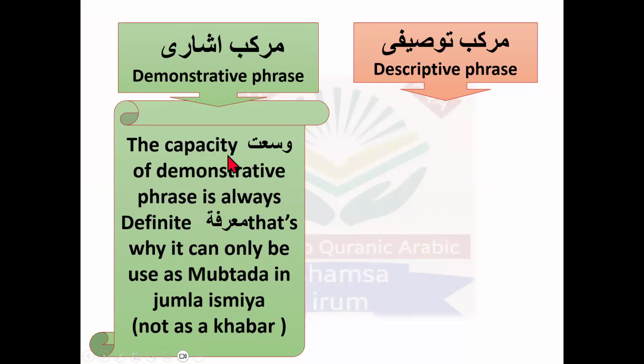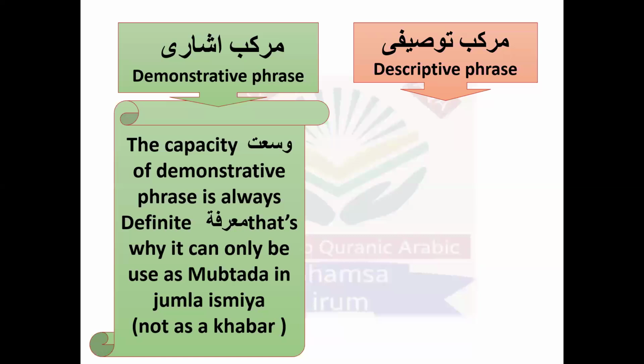The capacity, the wasa'at, of the demonstrative phrase is always definite. As I already explained in my last lecture, when we learned the demonstrative phrase, I emphasized that the demonstrative phrase is always definite, always marifa. So as you already know the terms and conditions of the mubtada and the khabar, the mubtada should be marifa and the khabar should be nakira. That's the reason the demonstrative phrase can be used as a mubtada, because it is marifa. This phrase is definite.